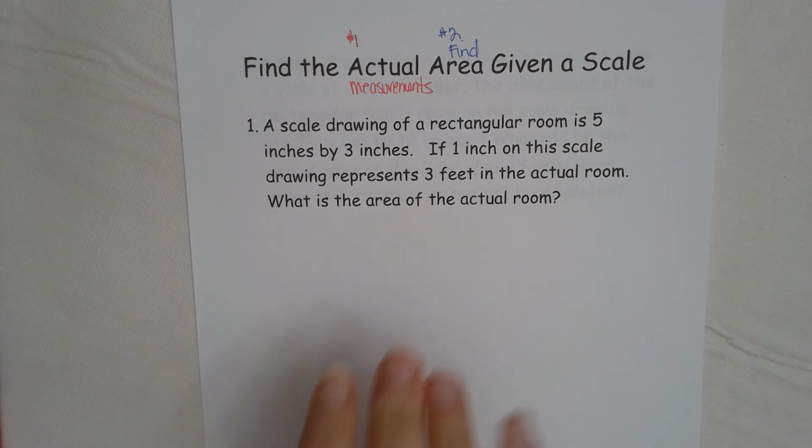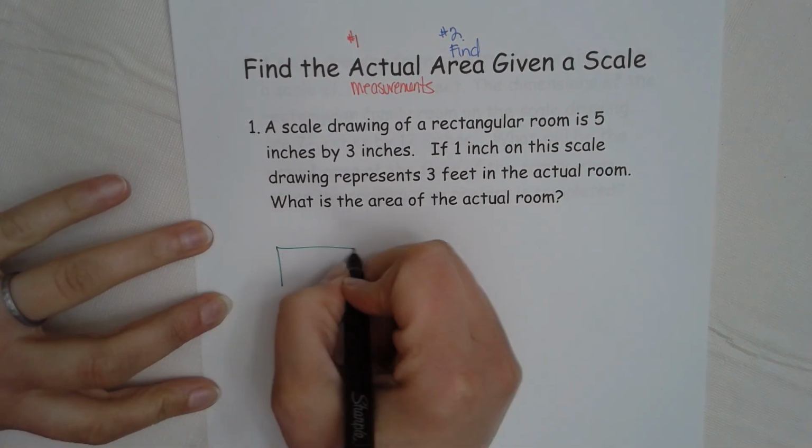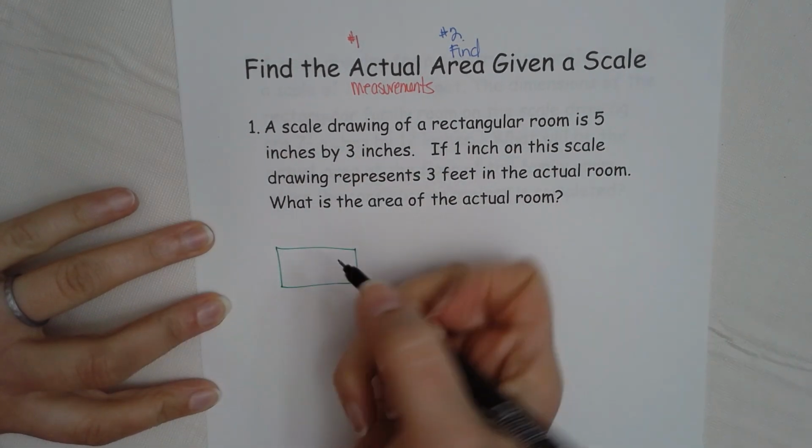I am going to post a blank copy of these two problems as well as the completed notes that I'm doing in this video. Okay, so question number 1, a scale drawing of a rectangular room is 5 inches by 3 inches. If 1 inch on this scale drawing represents 3 feet in the actual room, what is the area of the actual room? So first and foremost, what we need to do is actually draw the model of the rectangular room. So I'm going to go ahead and just sketch out a little rectangle. It's a rectangular room. It's 5 inches by 3 inches.